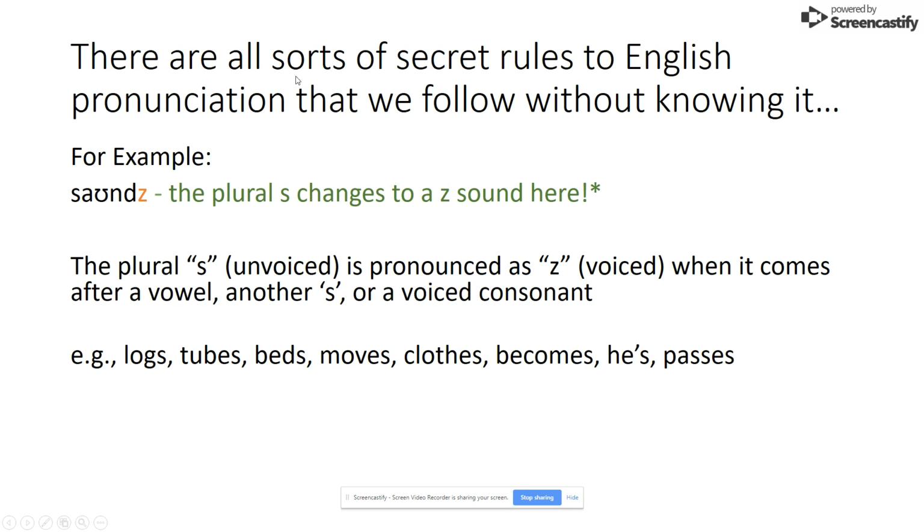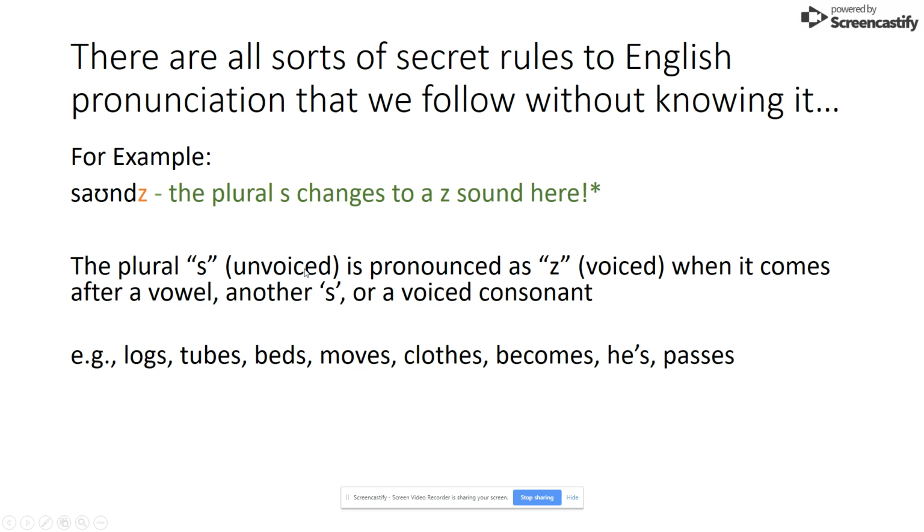And you can see that there's all sorts of secret rules to English pronunciation that we follow without even knowing it. That's important for when you're teaching people English as a second language. We learn these rules as babies without even trying. For example, when you have a plural S at the end of the word, it changes to a Z sound.